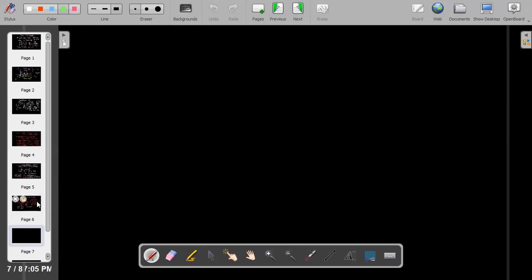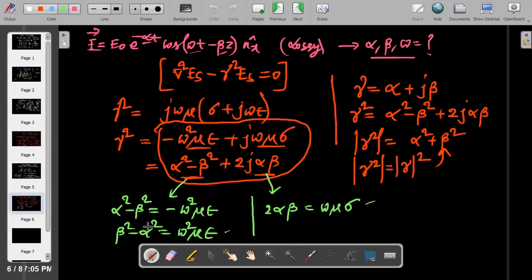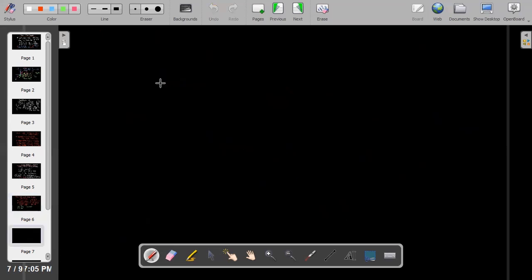Now look here. Beta square minus alpha square we got. Correct. Now, if I get one equation in the form of beta square plus alpha square, which equation? This one. Here we are getting beta square minus alpha square. Here, alpha square plus beta square. So mod of gamma square we have to do. Correct. From there, we will get beta square plus alpha square. Then you sum up, it will come. Now you see what I'm doing.